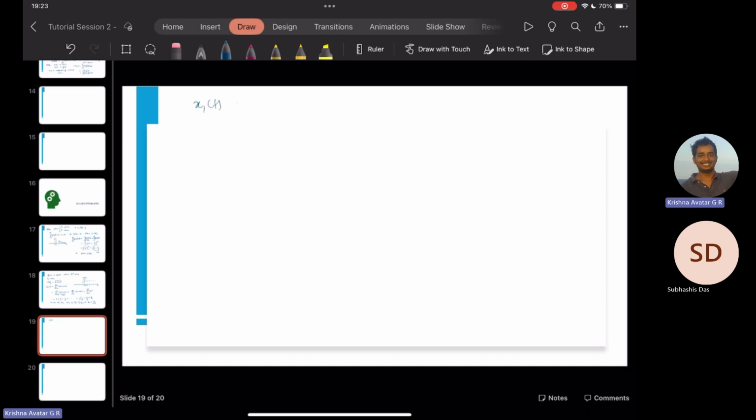Say x1 of t is given as cosine tan pi t, and x2 of t is given as e to the power minus t squared cosine tan pi of t. It asks which signal is a wavelet. Now we have to say which one of them happens to be a wavelet.